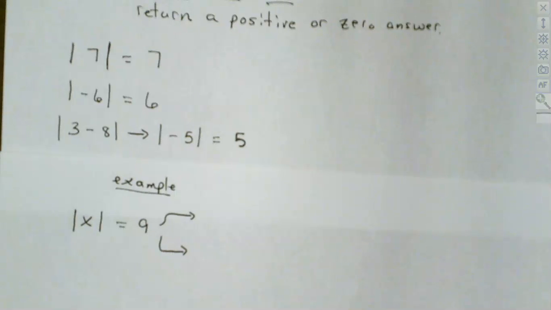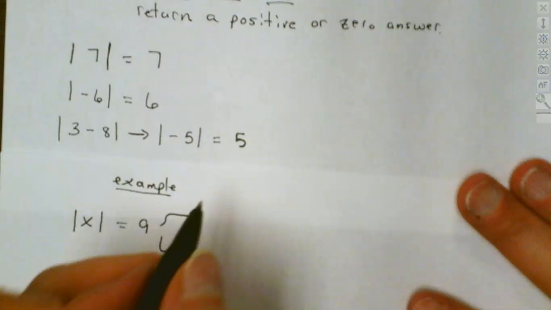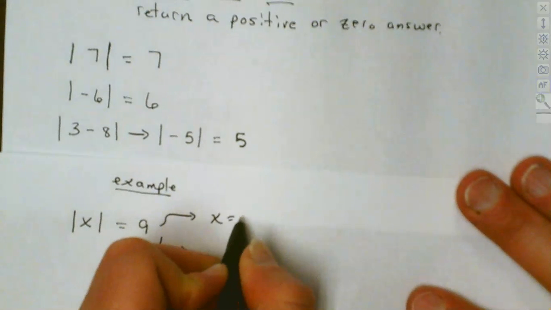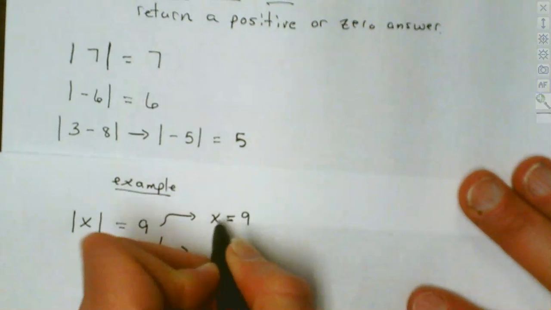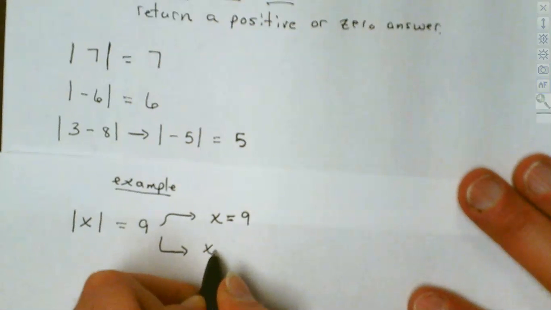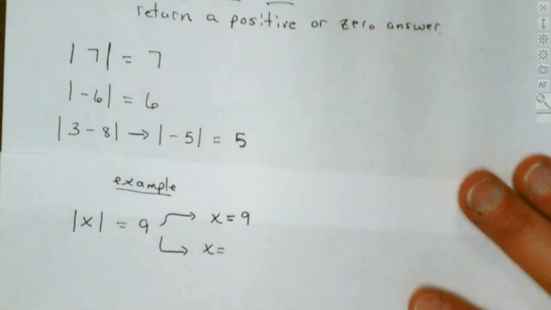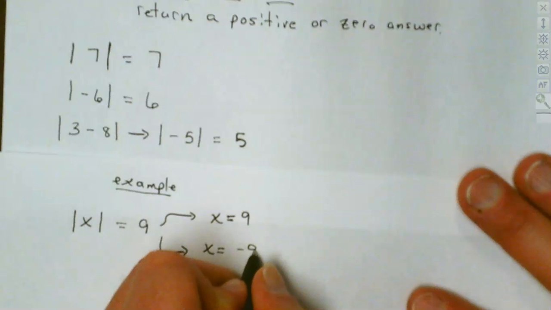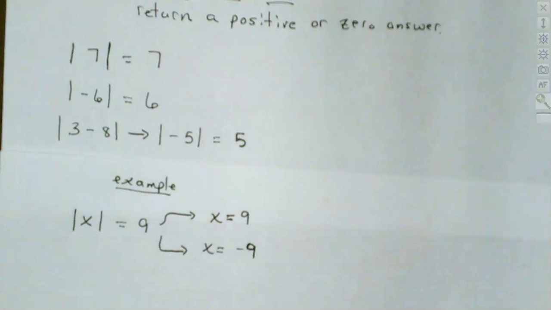Okay, what's one of them? 9. Absolute value of 9 is what? 9. Now, what about the other value? What's another value that would also give you an absolute value of 9? Does anyone know? Absolute value of what? Negative 9. So you see how on these we get two solutions.